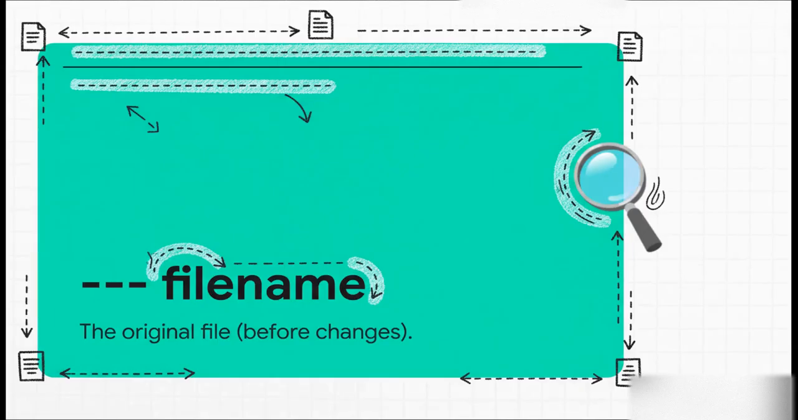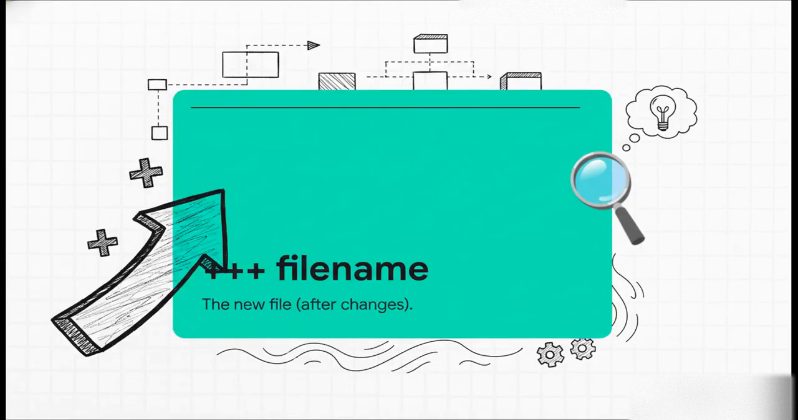So, first thing you'll always see is a line that starts with 3 minus signs. This is super straightforward. It's just telling you the name of the original file, the one before you made any changes. And right below that, you're going to see a line with 3 plus signs. And yeah, you probably guessed it, this is the new file. It's what the file will look like after our patch does its magic.